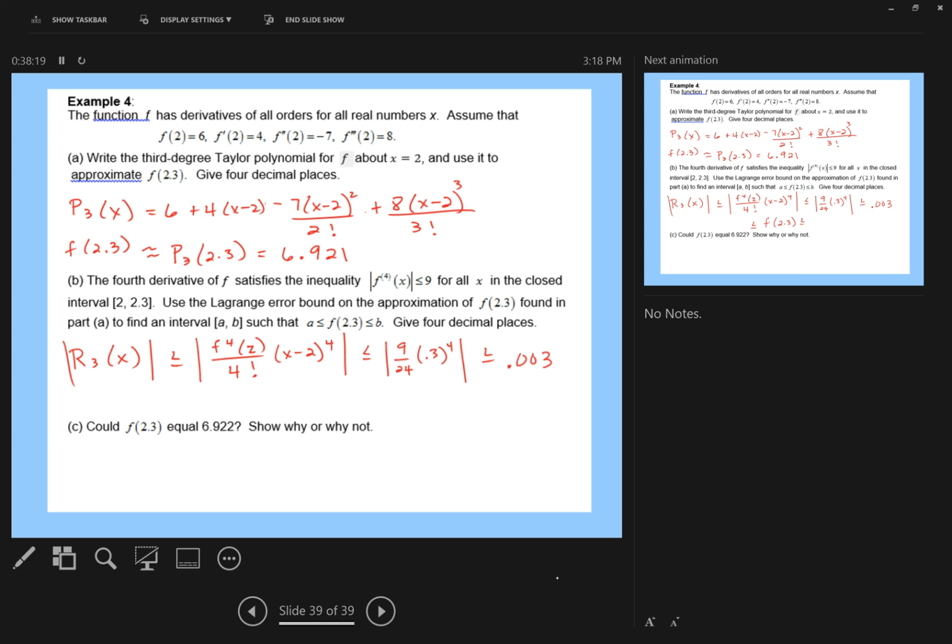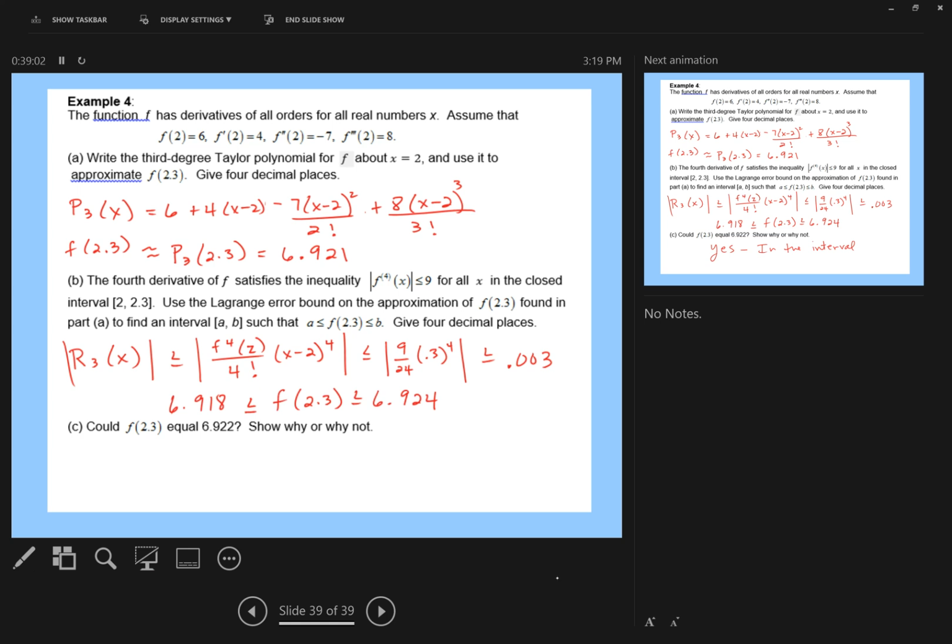Let's see, did I do everything? Oh, they want me to go on to the interval. Well, look, I've got my polynomial approximation up above, right? And on part B, I've got my error. So can we just automatically say, all right, f of 2.3 is between, and you all know what we would do, right? We would add and subtract. So if you want the numbers, 6.918 and 6.924. Everybody's okay with where that's coming from, right? Subtracting on the one side, adding to the other side. The part you put in the middle is always the function. The actual value is somewhere in this range.